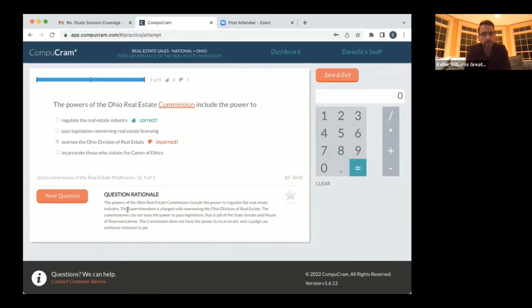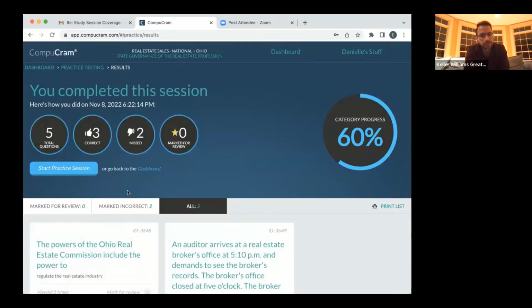I actually got that wrong with you guys. So the powers of the Ohio Real Estate Commission include the power to regulate the real estate industry. The superintendent is charged with overseeing the Ohio Division of Real Estate. The commissioners do not have the power to pass legislation. That job is for the state Senate and House of Representatives. The commission does not have the power to incarcerate. Only a judge has the ability to sentence someone to jail. Next question.